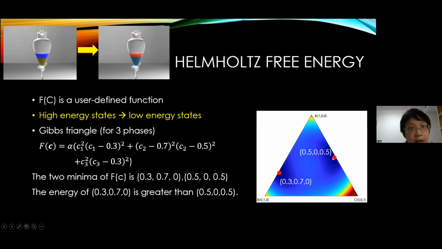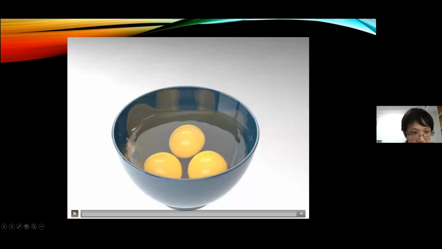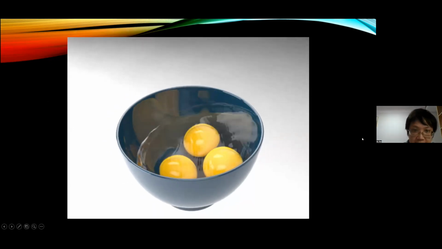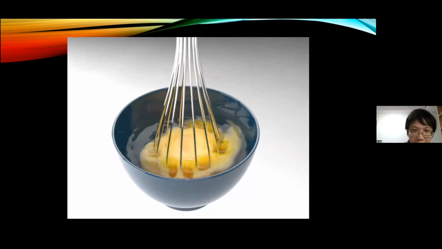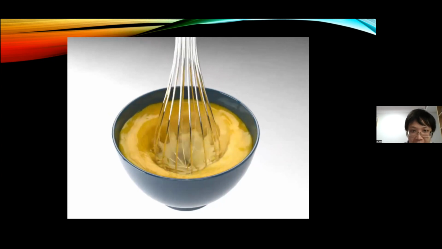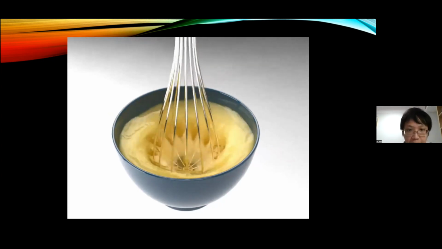Let's see. I think the second state is rendered red. Red will stand out, and blue and green will mix half by half. So this is the effect of Helmholtz free energy, and this is another result of mixing two fluids together, one of which is egg yolk and the other is water.